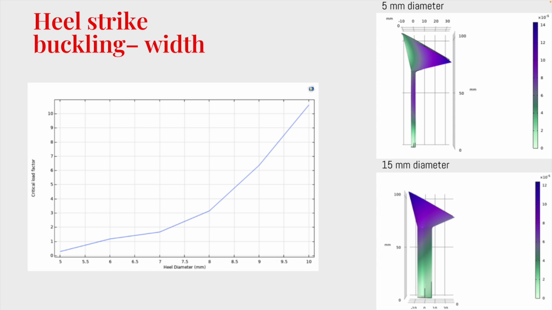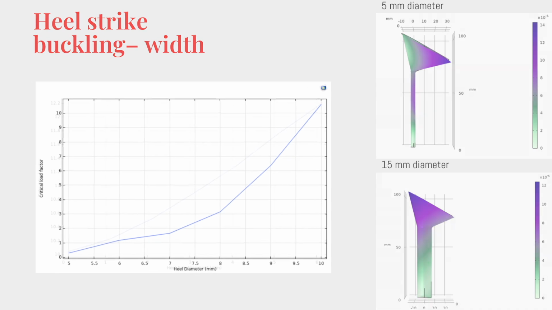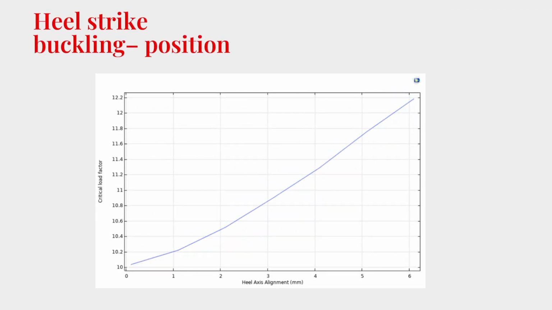Similarly, thicker heels, again in the same range, are the most stable as they require the most force to cause buckling. Finally, heel position once again demonstrates a relation consistent with previous results. Even during a heel strike, farther alignment appears to offer the most stability.